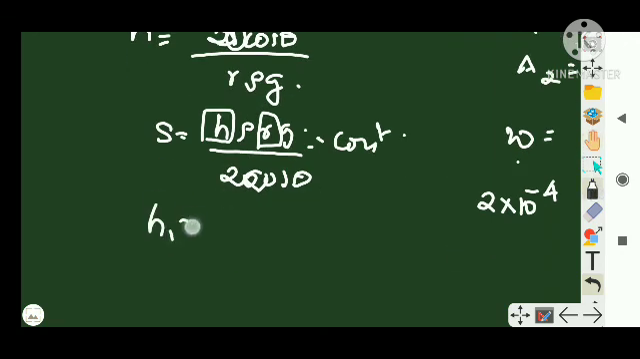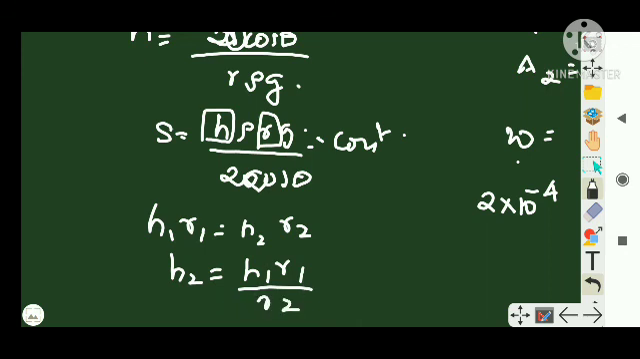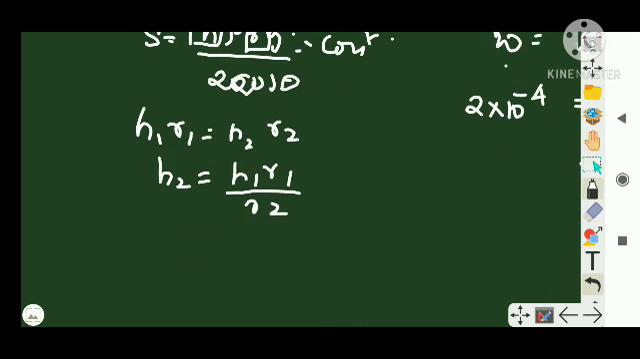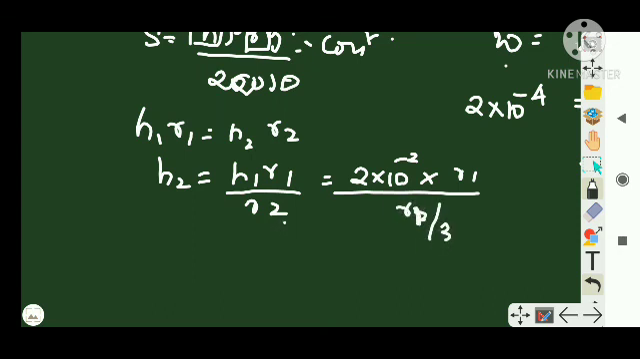So H1 R1 is equal to H2 R2, right? So I can write H2 is equal to H1 R1 divided by R2, right? Now H1 is 2 into 10 to power minus 2, and R1 I don't know. And in the second case the radius is only 1/3 of the first, so I will write it as R1 by 3. You will get the value as 6 into 10 to power minus 2 meter. Clear? Right? So let us move on to the next one.